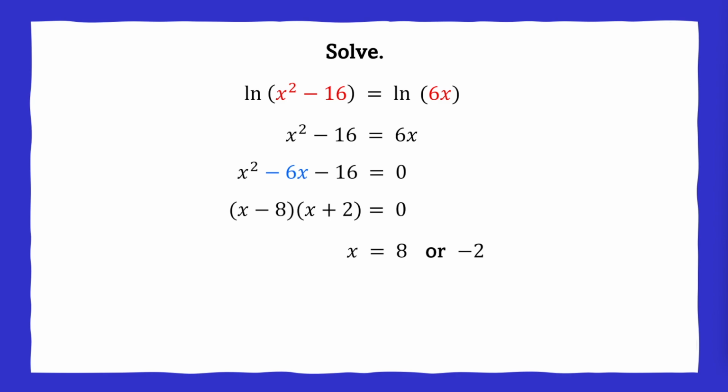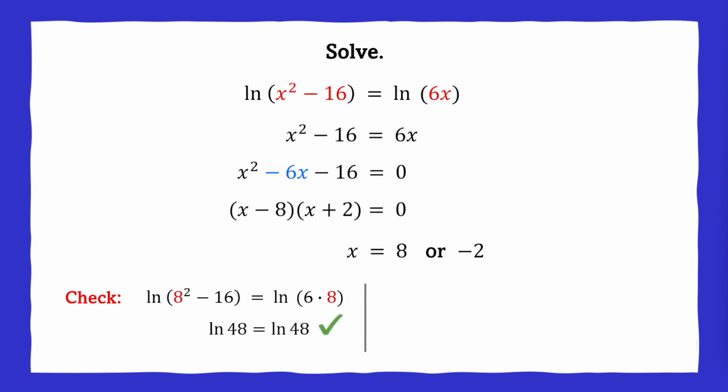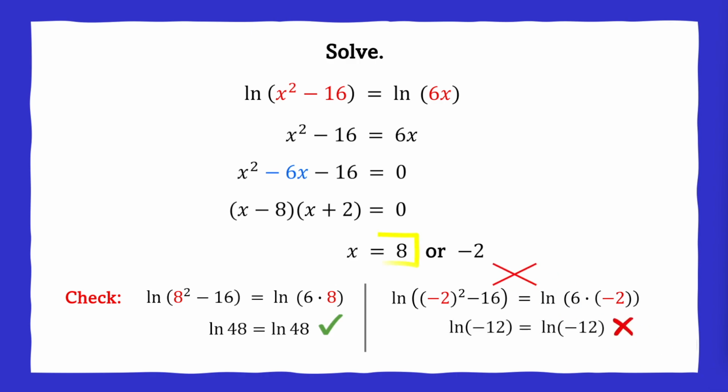Since we are working with logarithms, we must check for extraneous solutions. For the natural log to be defined, its argument must be positive. When we substitute 8 for x in the original equation, we get natural log of 48, which is valid. How about -2? Substituting -2 for x results in a negative argument, which is undefined for the natural log. Therefore, 8 is the only valid solution.